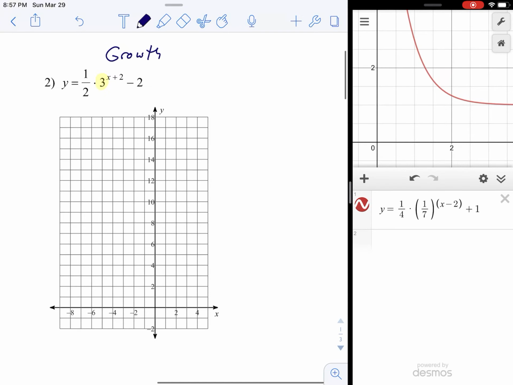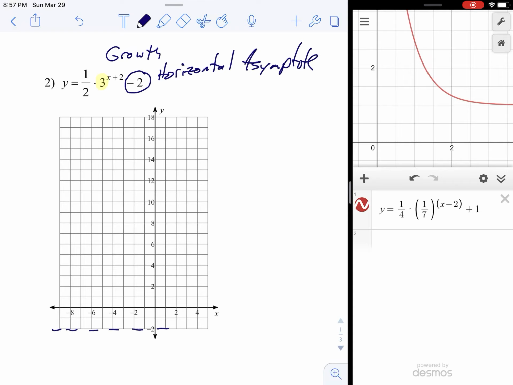First of all, the horizontal asymptote right here is -2, so I could draw a little dotted line down here. This number again tells me that it's a growth because it's a whole number. +2 with the x means that this is going to move left 2 units. Doesn't really affect our graph the way we're doing it.